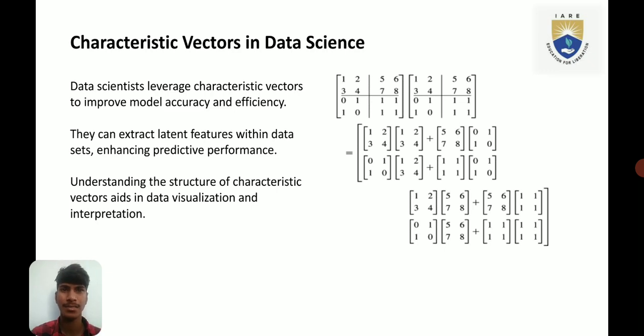Data scientists leverage characteristic vectors to improve model accuracy and efficiency. They can extract latent features within data sets, enhancing predictive performance. Understanding the structure of characteristic vectors aids in data visualization and interpretation. In the image you can see two matrices are multiplied, and the process by which they were multiplied we can see in the image.